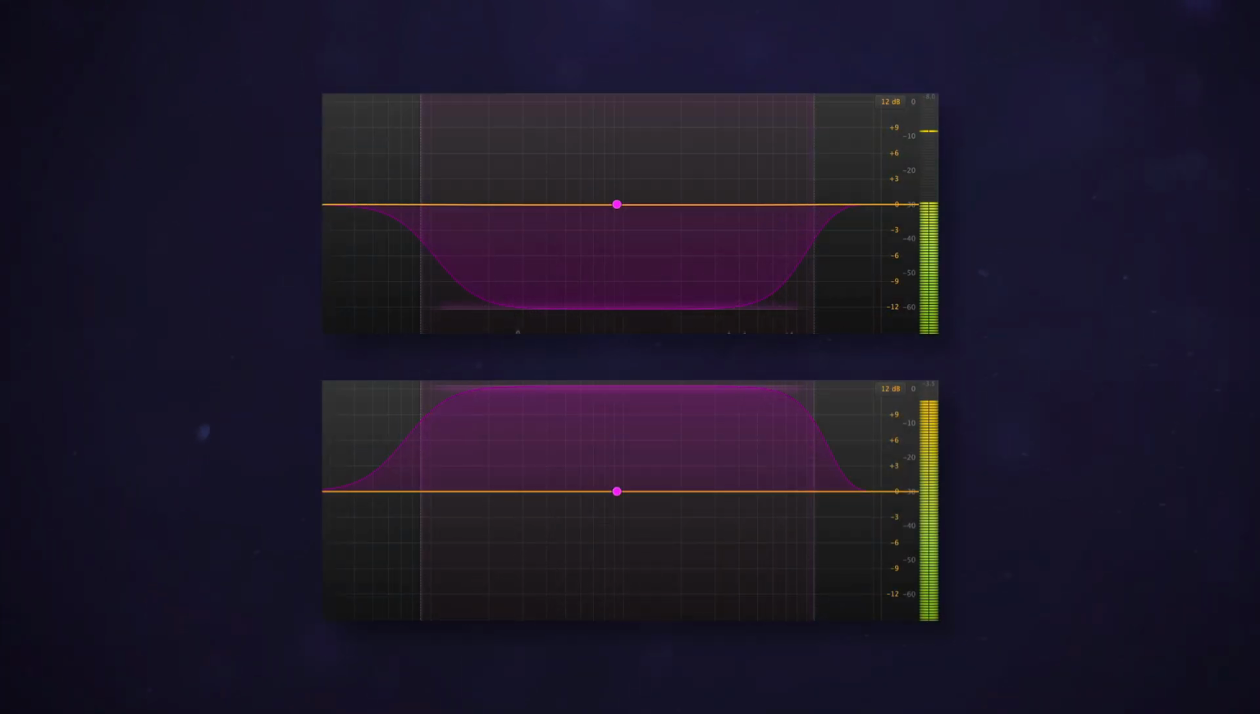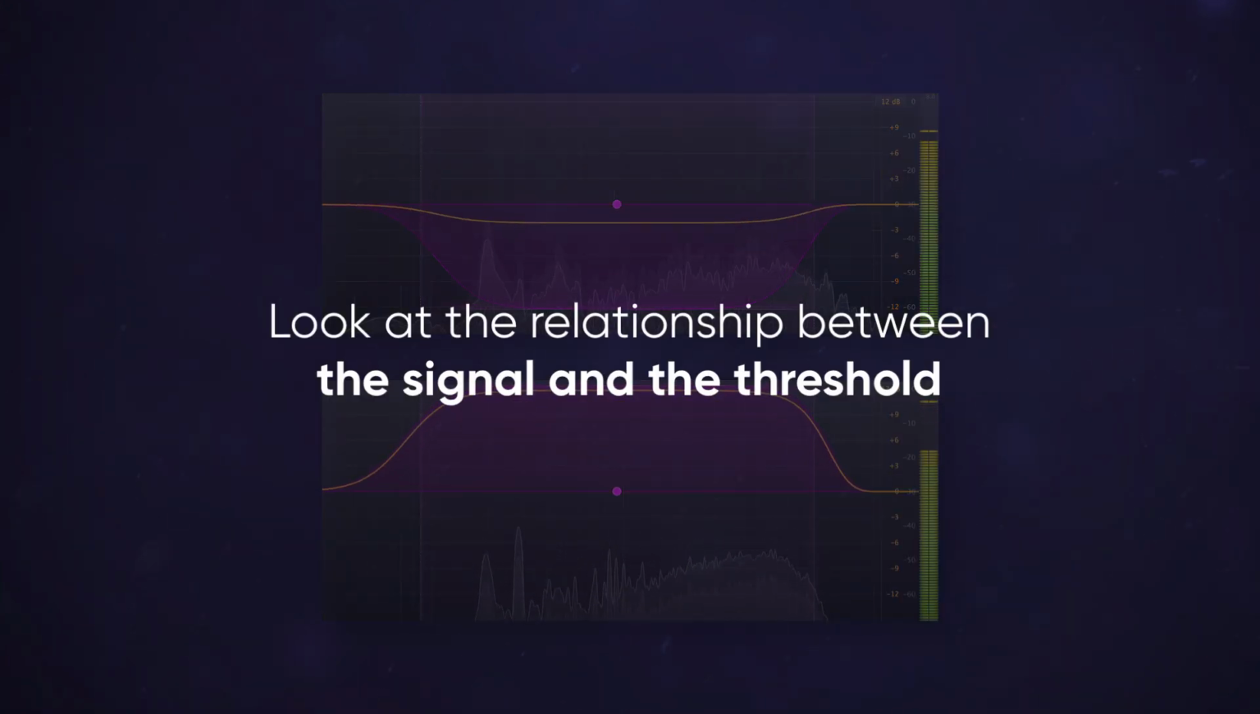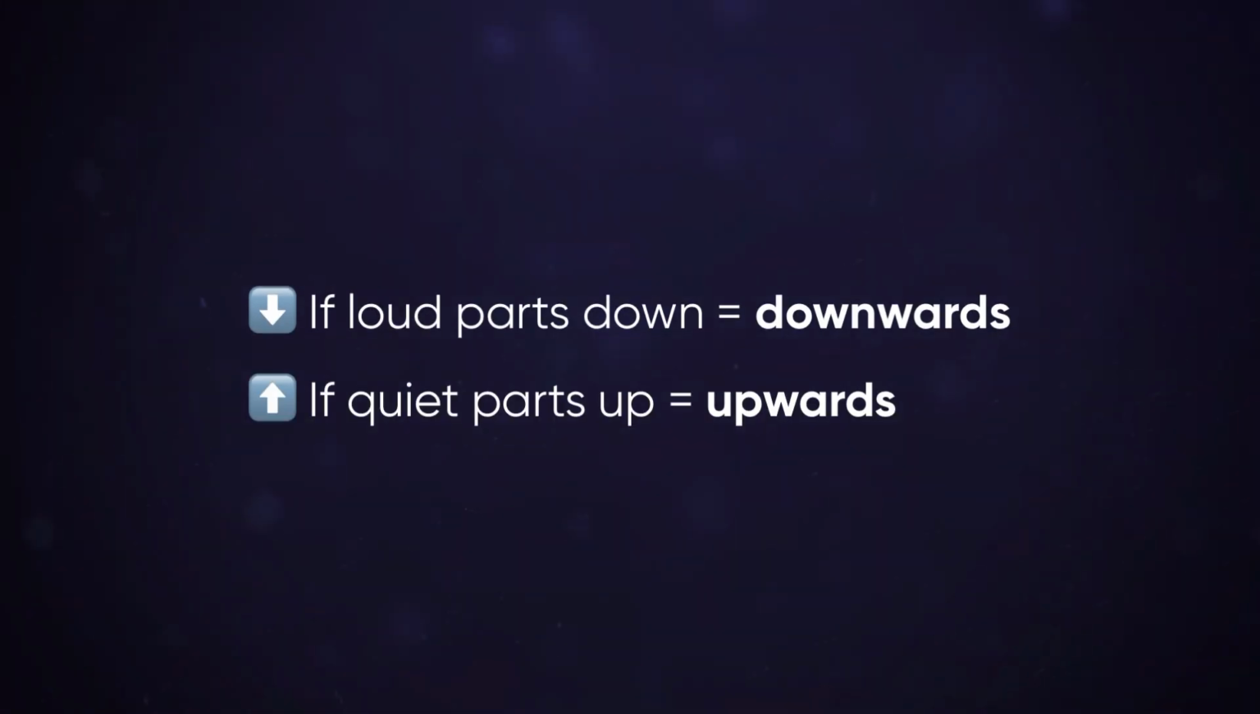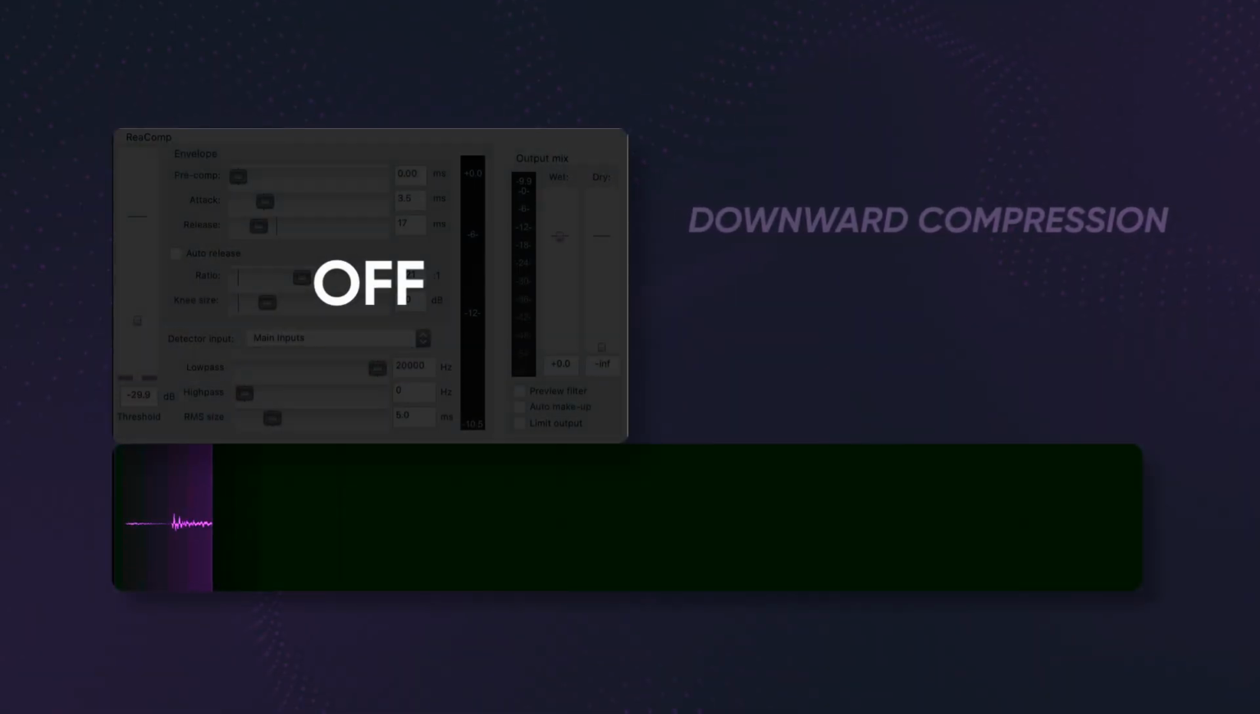An easy way to think about the directions is to look at the relationship between the signal and the threshold. If dynamic range is controlled by taking the loudest parts down towards the threshold, it's downward, and if the quietest parts are raised up towards the threshold, it's upward. Here's what they sound like.